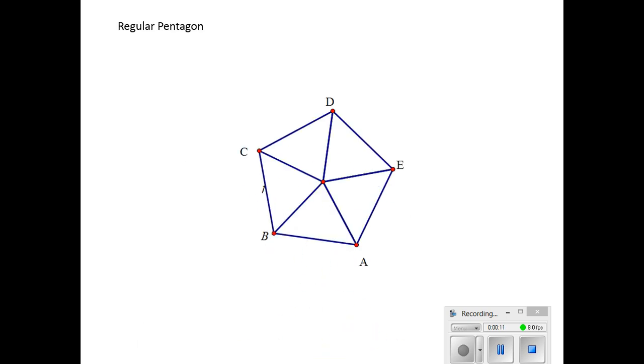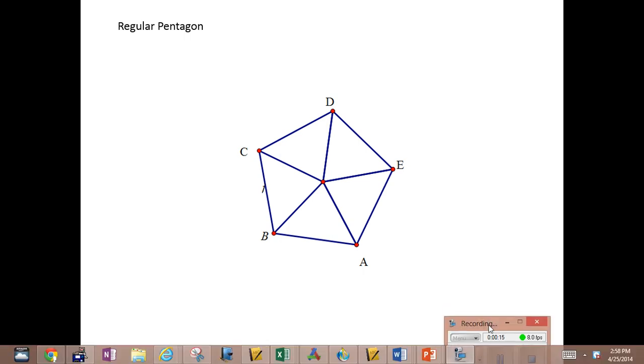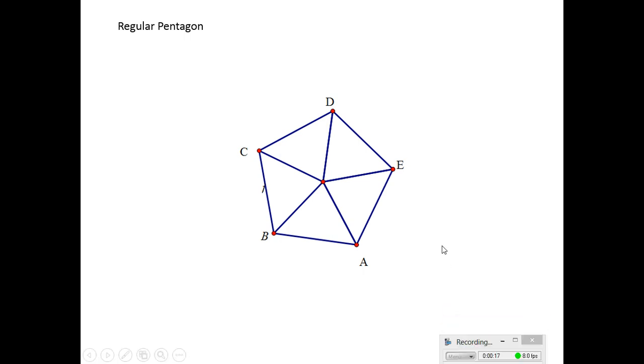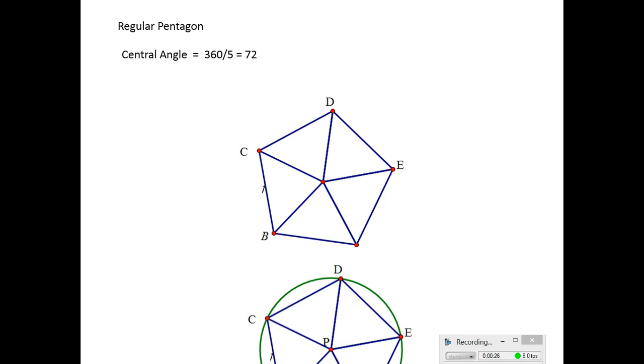Okay, we're now going to start talking about the regular polygons, and how we can find the area of the regular polygons. We look at a pentagon here as an example. Regular, of course, meaning all sides are equal, all angles are equal. We knew how to find the central angle: 360 divided by the number of sides. So for the pentagon, that was 72.